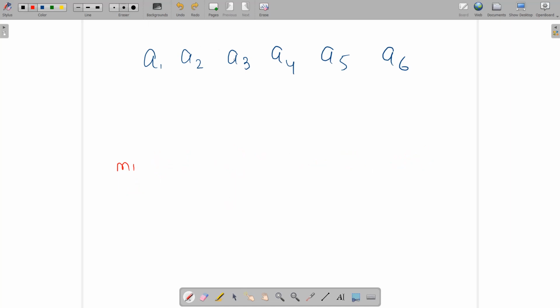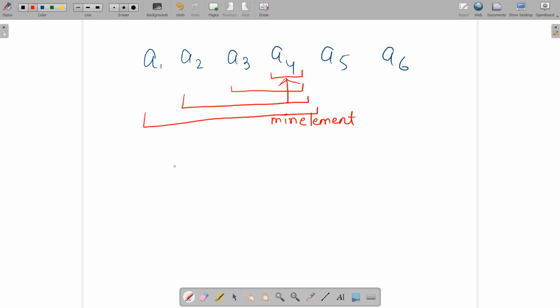Okay, suppose I am going to fix this A4 as the minimum element. So we need to find all those subarrays which have A4 as the minimum element. Now you can see first I will take this subarray A4, and then I will take A3 to A4, then I will take A2 to A4, then I will take A1 to A4. Okay, so these are all those subarrays.